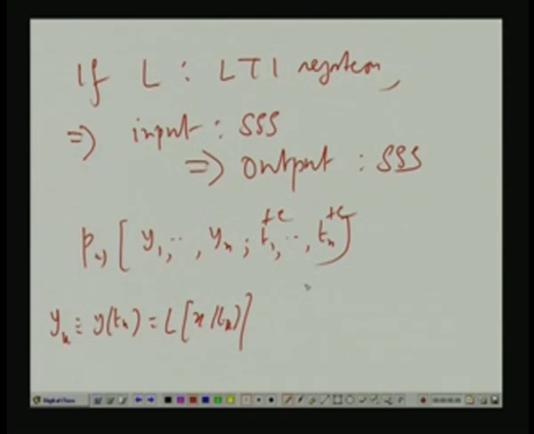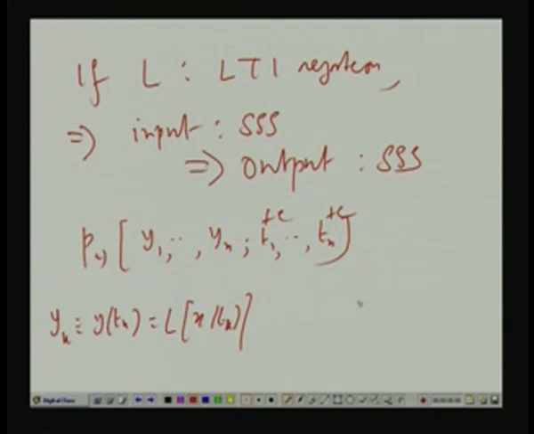Now, if I want to find the same joint density not at t1, but at t1 plus c, t2 plus c, ... tn plus c, it should depend on the input joint statistics for the samples x of t1 plus c, x of t2 plus c, ... x of tn plus c. But you see, the input is strict sense stationary. So whether you have the variables x of t1 up to x of tn, or the shifted ones, the statistics will not change, because the input is given to be strict sense stationary.